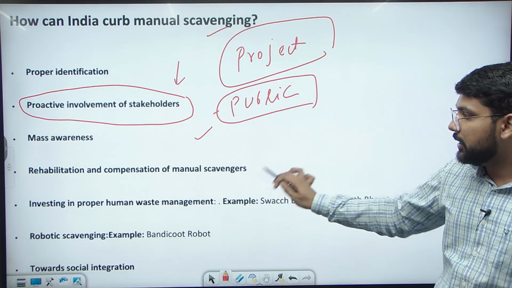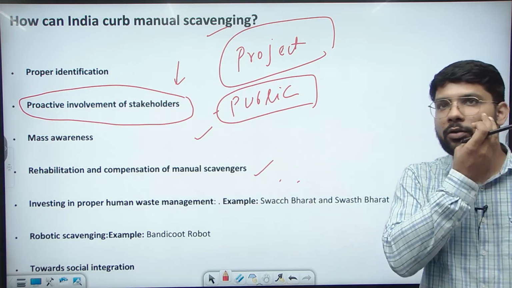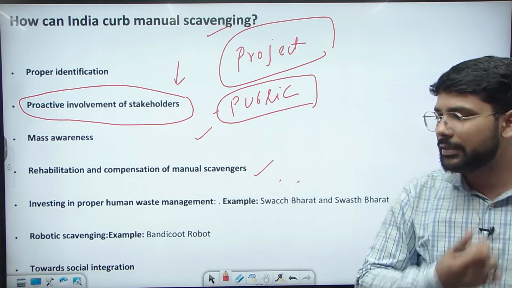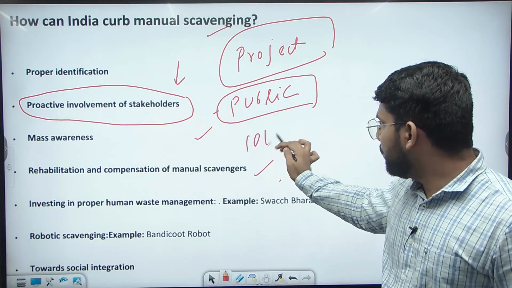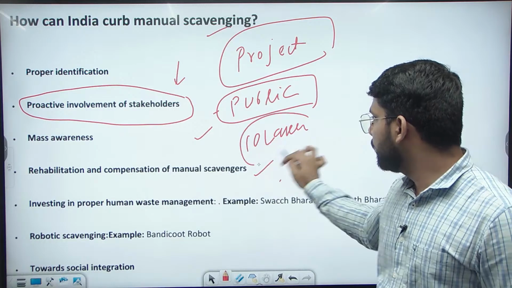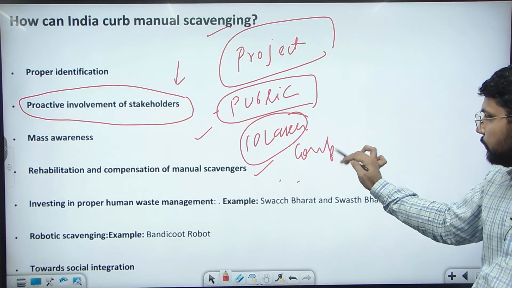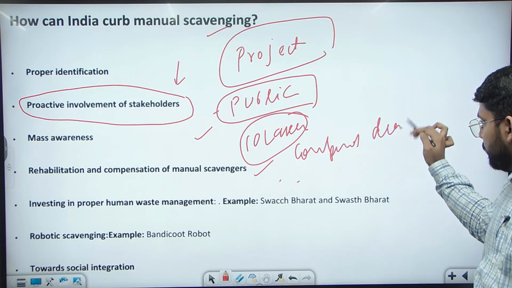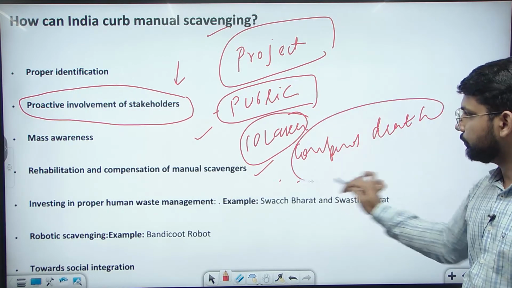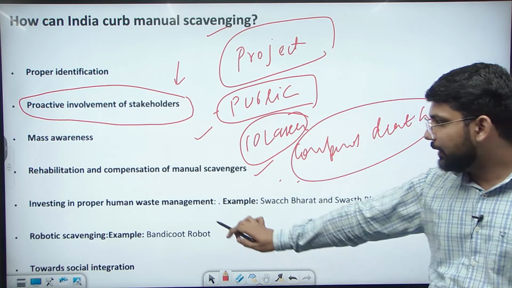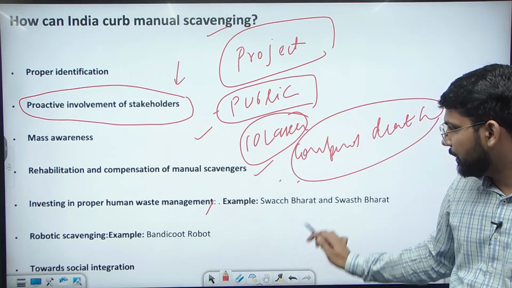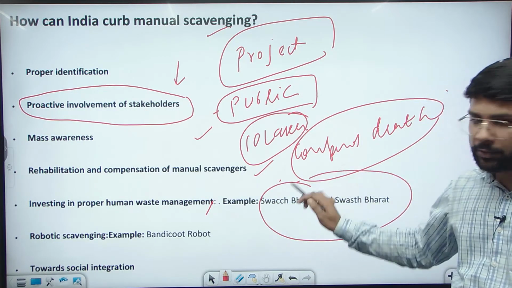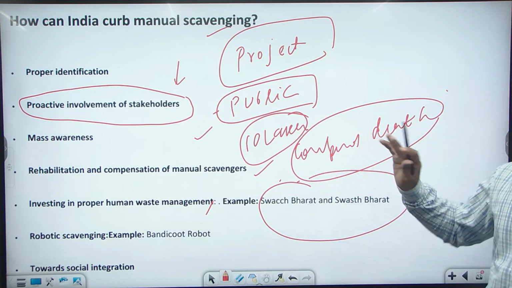Rehabilitation and compensation of manual scavengers. Under the law, recently the commission suggested 10 lakh rupees as compensation for the death of a manual scavenger worker. Investing in proper human waste management, for example the Swachh Bharat and Swasth Bharat campaign.